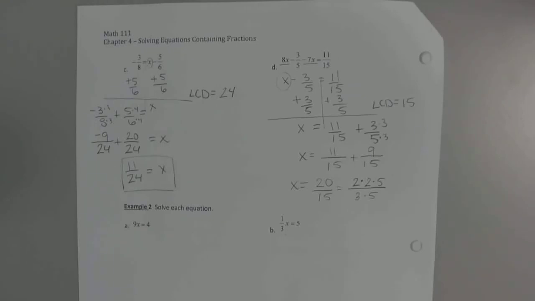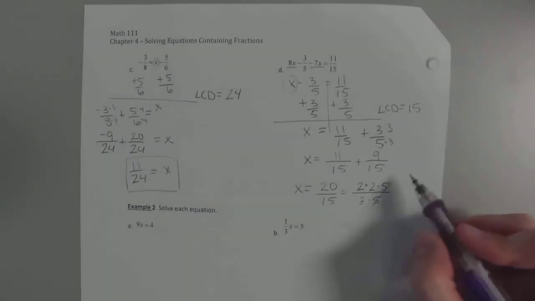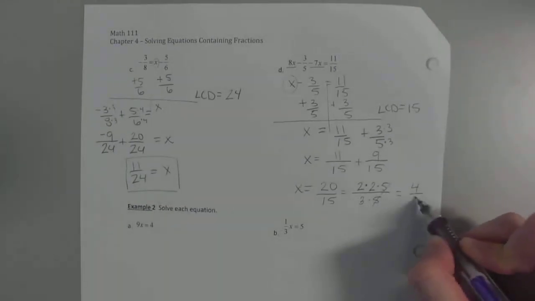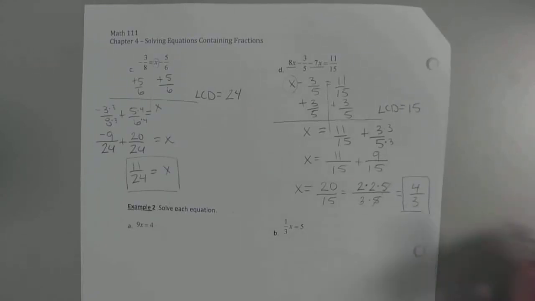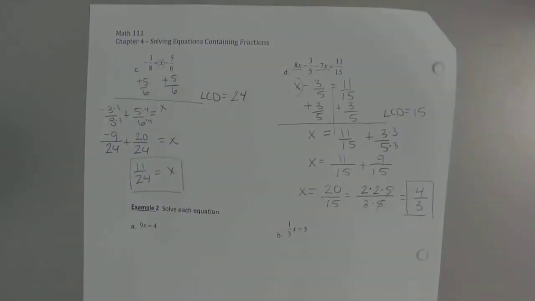So what's going to cancel out there? The 5. If you can look at 20 and 15 and know that 5 goes into both of them, that's fine. Go right to that. So this ends up being what, 4/3? Woohoo! So that is the first example, 1 through D.